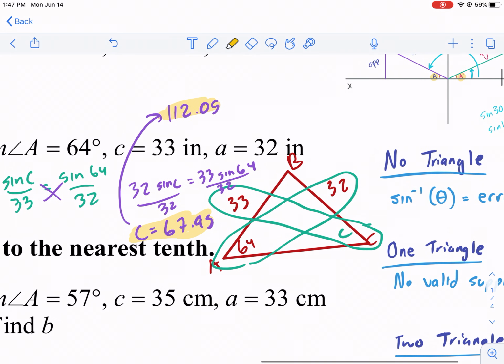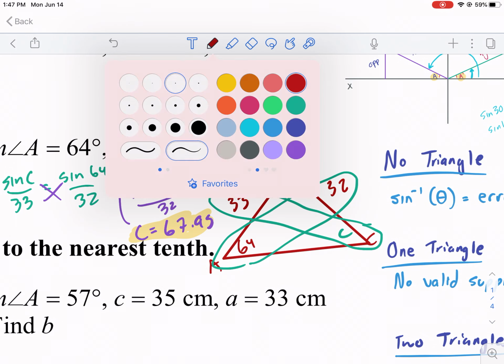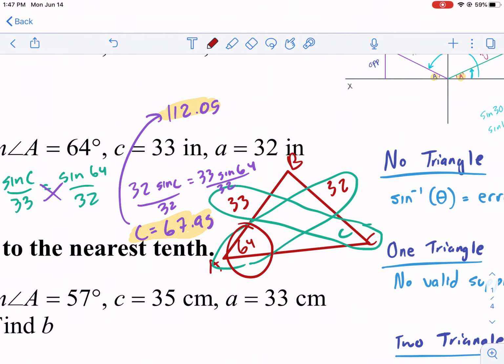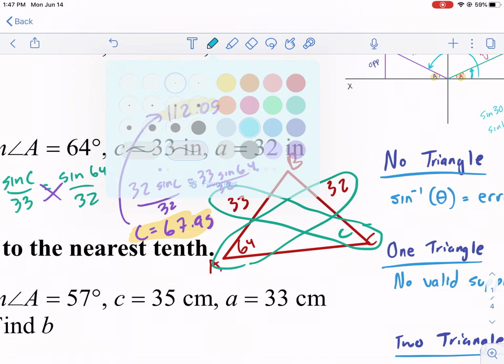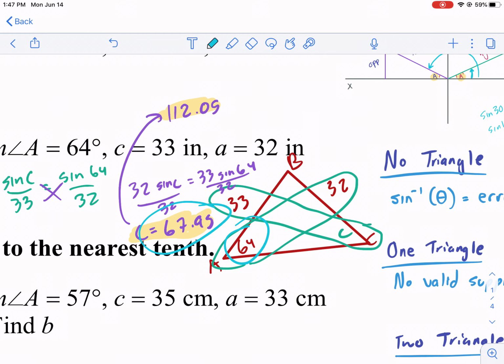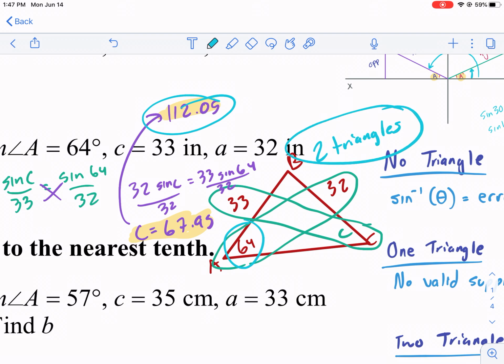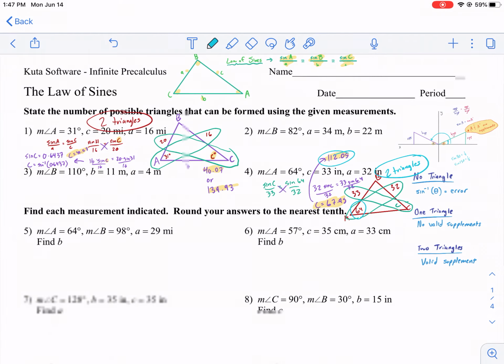Now, what we do is we add both of these to the existing angle, 64. Let me change color here. 67 plus 64 is less than 180, so it's valid. Okay, 112 plus 64. We're actually still less than 180, so that would be two triangles again, because both those angles can work with angle 64.